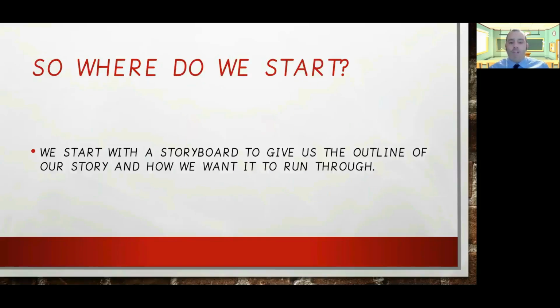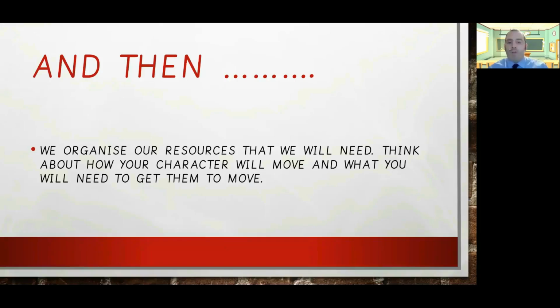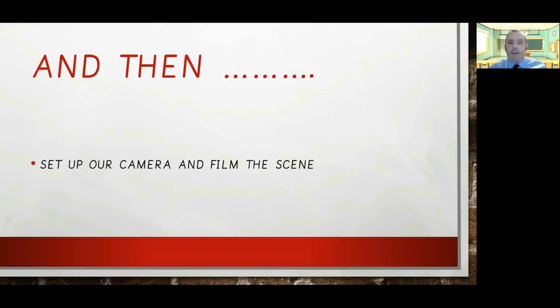So where do we start? We start with a storyboard that gives us the outline of the story and how we want it to run through. Here was my storyboard. I've had a run through the process to understand what we're doing. I've taken a Lego minifigure. It's going to climb up a pencil, fall down the pencil, kick it over and run away from it. Once we've got that, we organize the resources that we need. We need to think about how that character will move and what you will need to get them to move. Now, we'll cover this in a bit more detail later on. And then set up our camera and film the scene.